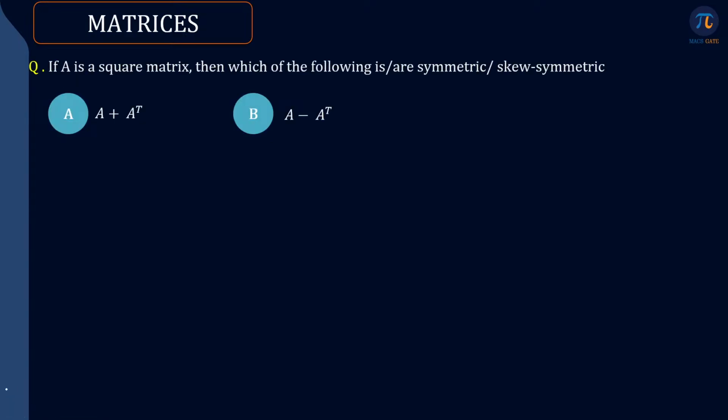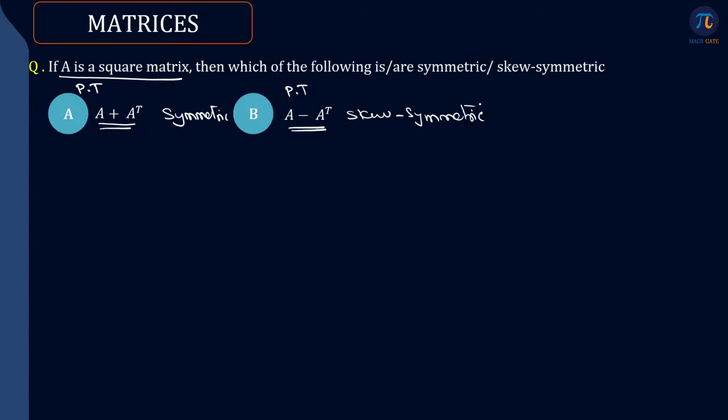Now there are two important questions which they ask within the symmetric and skew symmetric. They give you that A is a square matrix, then what can you say about A plus A transpose? If A is a square matrix, what can you say about A minus A transpose? Or they can ask you, A is a square matrix, then A plus A transpose is symmetric, A minus A transpose is skew symmetric. Okay. So they can ask you, prove that A plus A transpose is symmetric. They can ask you, prove that A minus A transpose is skew symmetric.